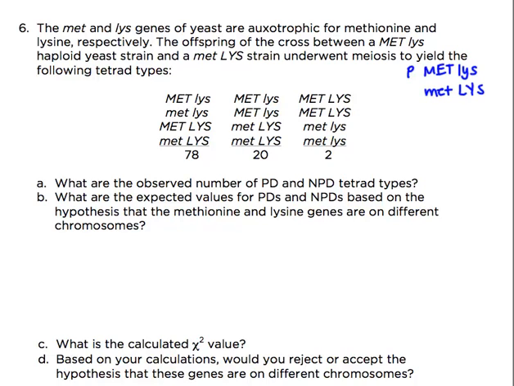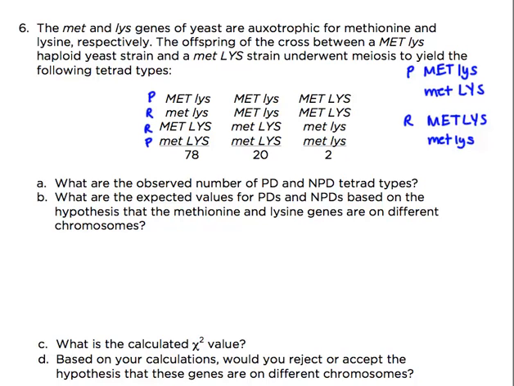And what we're going to recall as recombinant gametes are going to be either dominant for both or recessive for both. And that's because neither of those represent the parents, as we would call them. So let's go through and label the parental and recombinants. So the first one, you have dominant met recessive lys, that's parental. Recessive for both is recombinant. Dominant for both is recombinant. And recessive met dominant lys is parental.